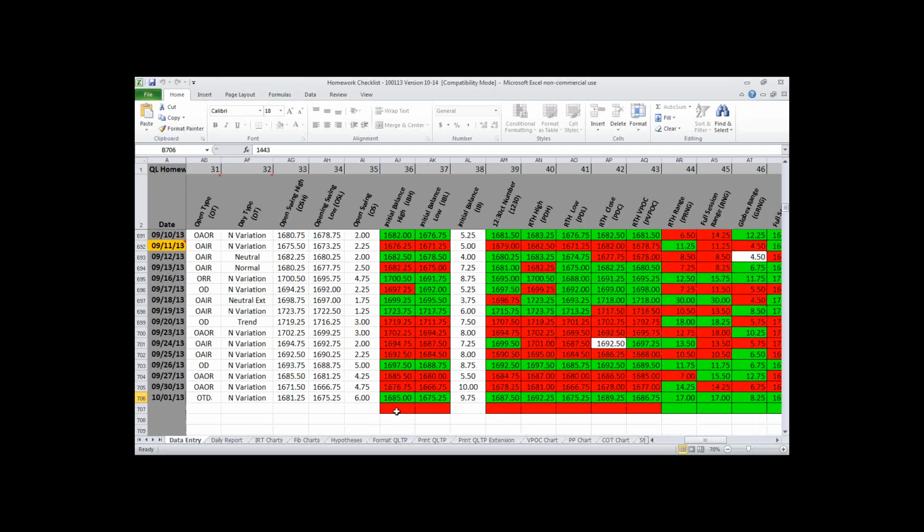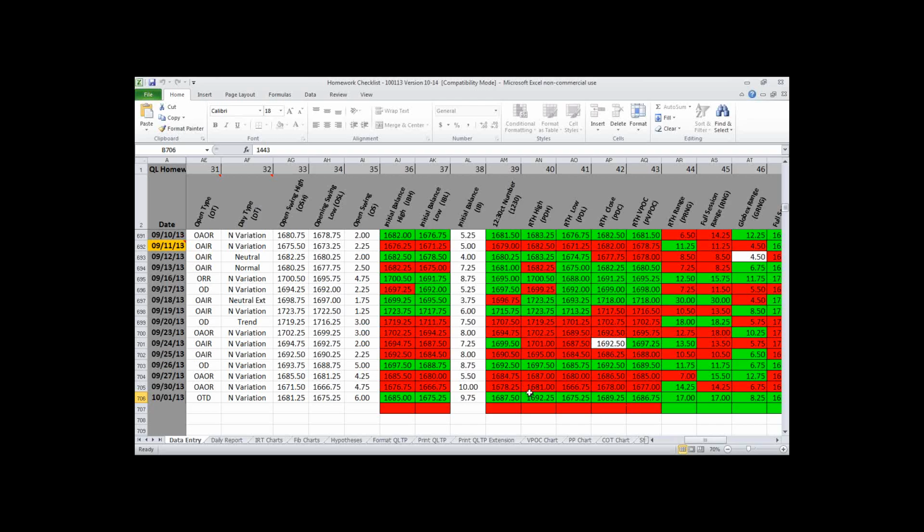Our initial balance high, 1685. Initial balance low, 1675.25 for 9 3/4, just slightly over the average. Our 1230 number, all numbers in Quantum Leap are in Central Time. Our 1230 number, 1687.50 was higher. Our RTH high was higher at 1692.25. Our RTH low was higher at 1675.25. Our RTH close was higher at 1689.25, and our VPOC was 1686.75.